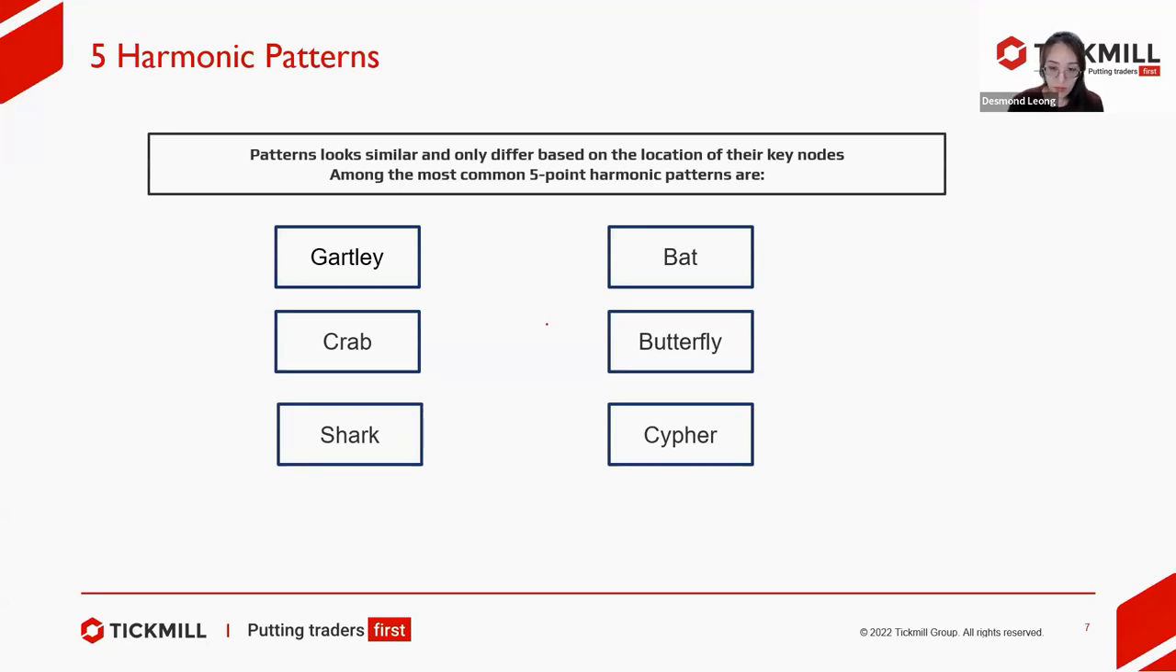So basically, I'm going to cover different types of harmonic patterns, but I'm not going to cover all of them today. We have gartley, crab, bat, butterfly, cipher, shark, and actually the alternate crab as well, depending on where the D point is ending. So basically about six patterns, but I think the most common ones are bat, butterfly and crab.